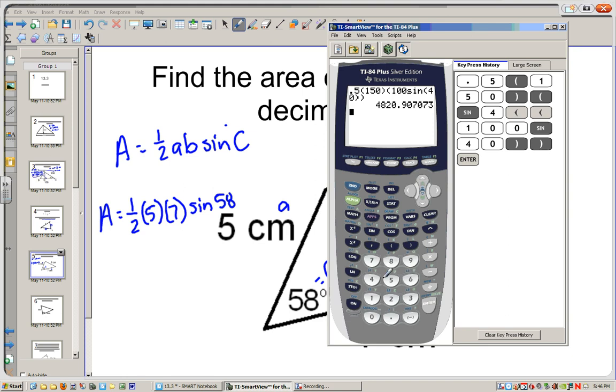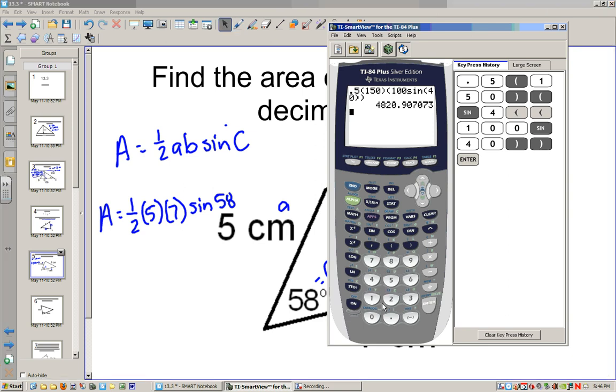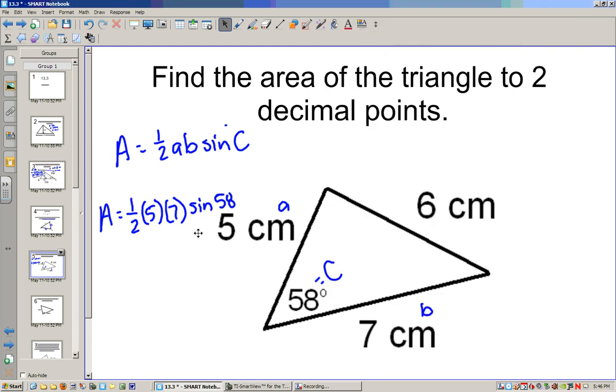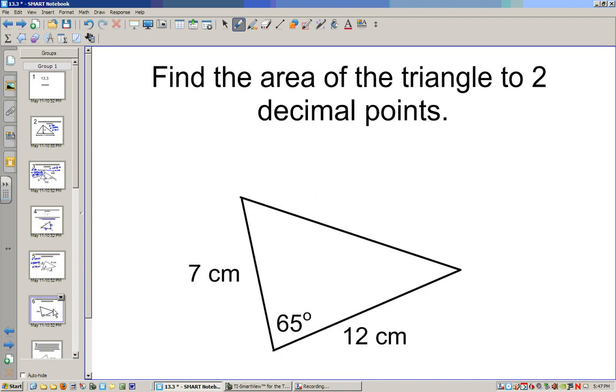Pull up our calculator again. So 0.5 times 5 times 7 times the sine of 58. And we get the area of this triangle to be 14.8. So as you can see, we can use trig functions to help us find the area of triangles now. So I'd like you guys to work on this one on your own, so pause the video and find the area of this triangle to 2 decimal points.